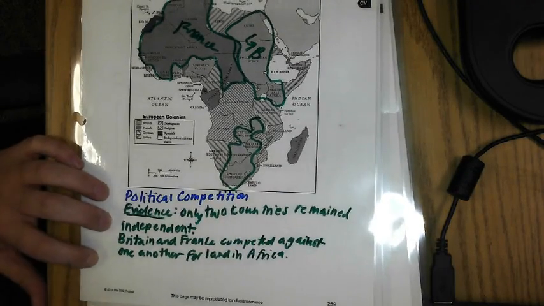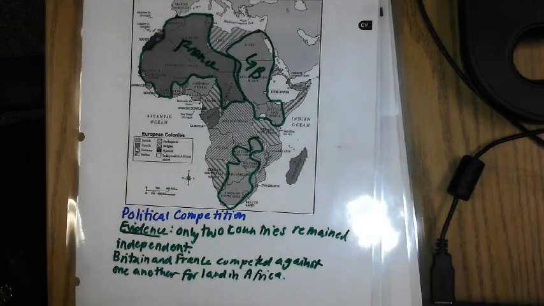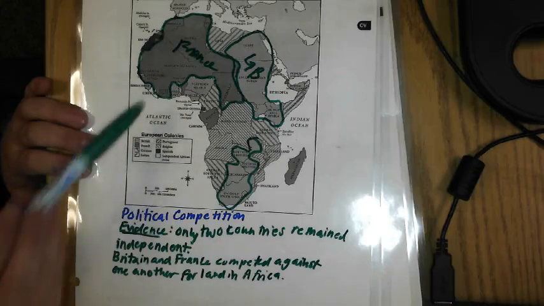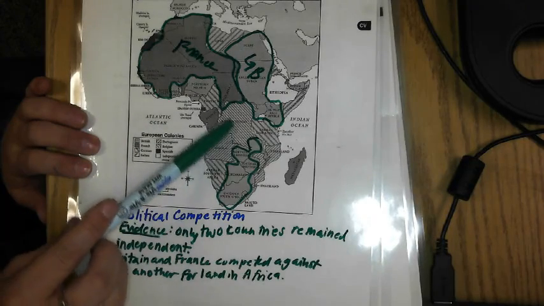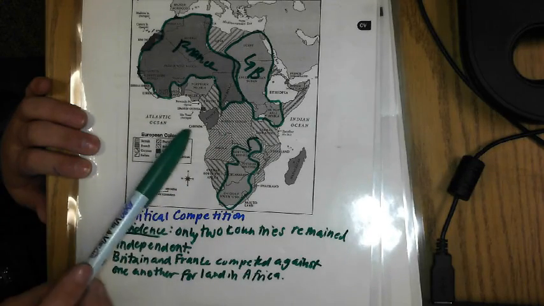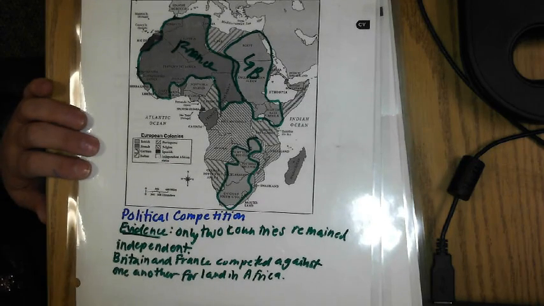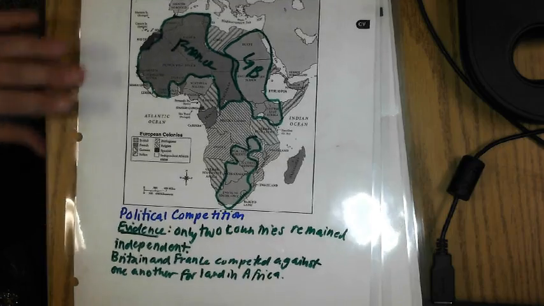And you can add the different European countries in here as well. You could talk about the Germans, you could talk about the Italians. If you look on the map here, the Germans owned all of the Congo, the Italians. I mean, there's lots of different countries that you could talk about. Britain and France were just the two that I chose.